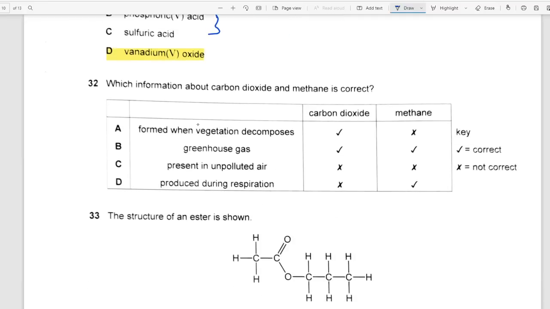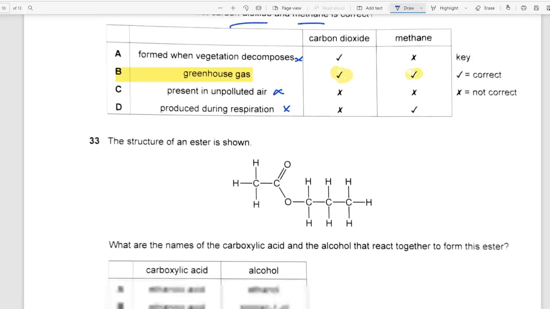Which information about carbon dioxide and methane is correct? These are both greenhouse gases. They're both greenhouse gases, hence both of them are correct. Methane is not produced in respiration, present in unpolluted air, no. Formed when vegetation decomposes, no. So the answer is B.